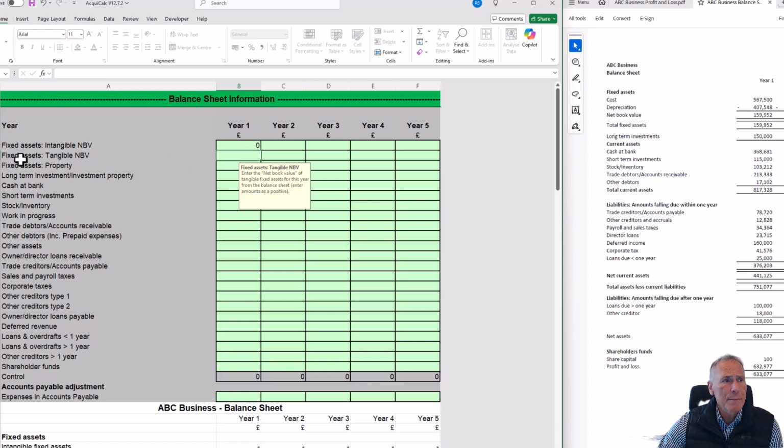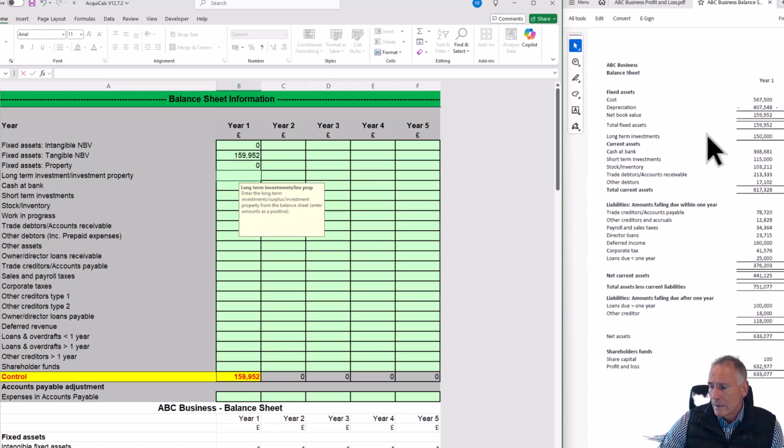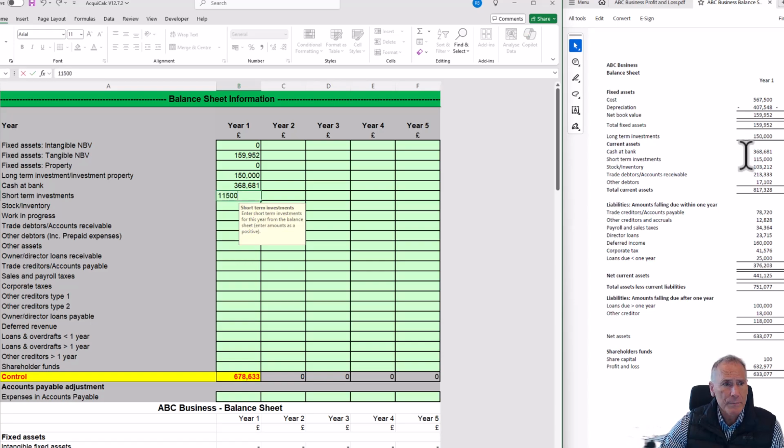The next one is the net book value of fixed assets, or tangible fixed assets, 159,952. Any property, we don't have any property. Long-term investments, we do. We have £150,000 of long-term investments. Cash at bank, yes, we've got a healthy bank balance, which is good to see, 681. We do have some short-term investments, £115,000. Stock or inventory, we've got 103,212 of stock or inventory.